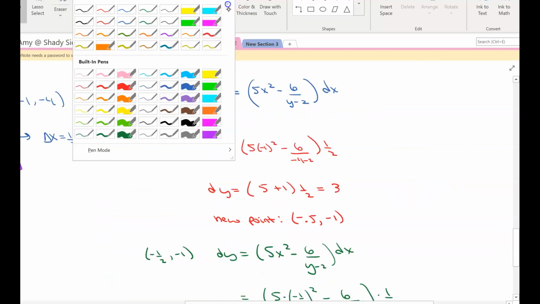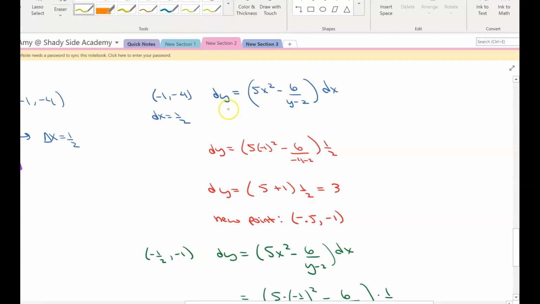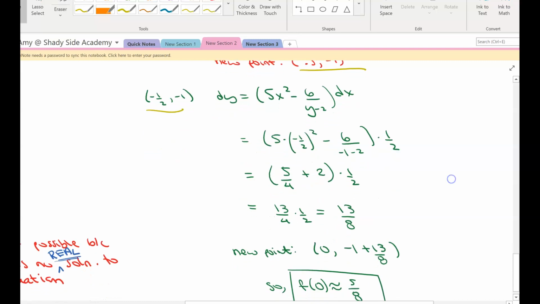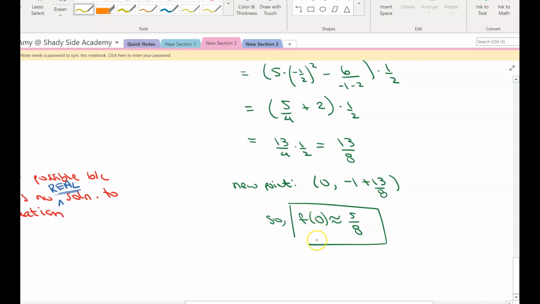Okay, here I am, and what I did was I just solved the differential equation for dy. Be careful, you have to take this dx, you multiply it, right? Just simple algebra here. dx is 1/2, I just plugged it in, plugged it in, plugged it in, plugged it in. I got to -0.5, -1. I did Euler's again, all the way through, and I got 13/8. At the end of the day, I want to make sure I explicitly say to the reader I understand that I've just used Euler's to approximate f of 0, which is approximately 5/8.